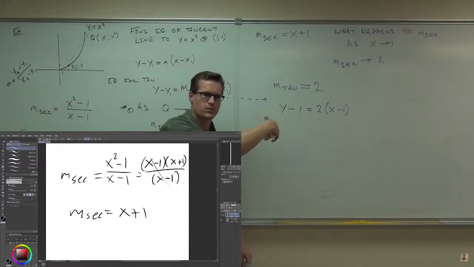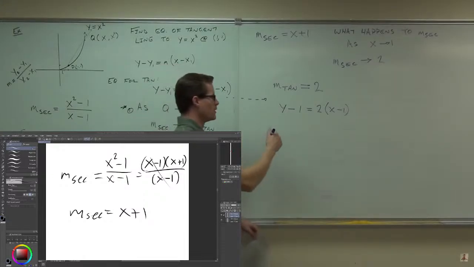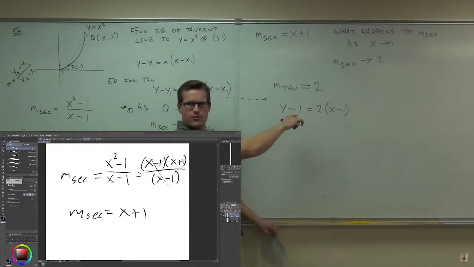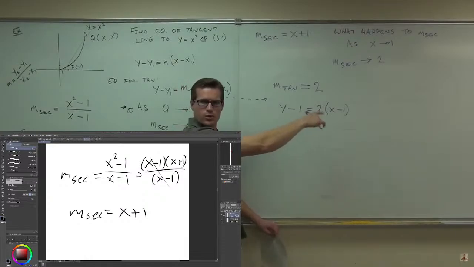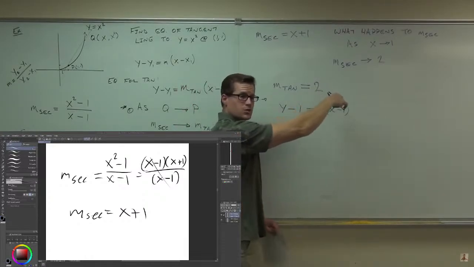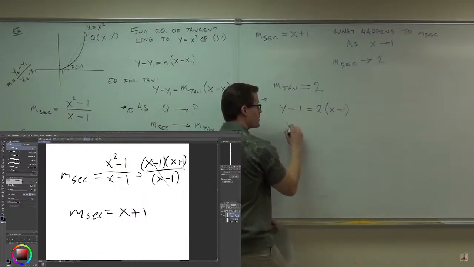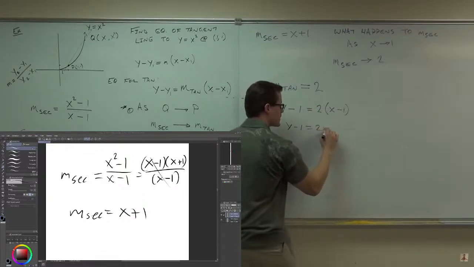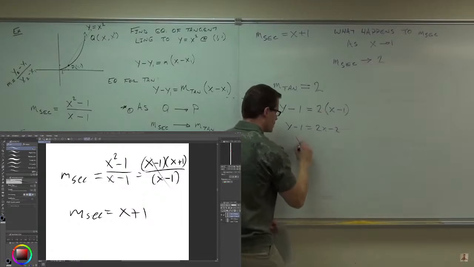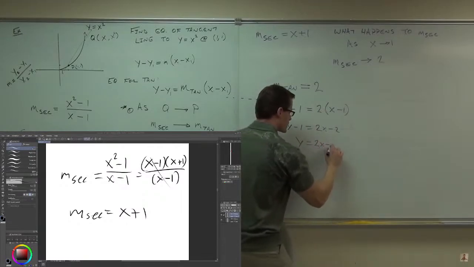Now, of course, we don't generally leave things in point slope. We'll solve them. Do you see where the 1 and the 2 are coming from, folks? Our point is 1, 1. Our slope is now 2. That's the slope of the tangent. If we solve it, we get y minus 1 equals 2x minus 2. Add the 1, y equals 2x minus 1.